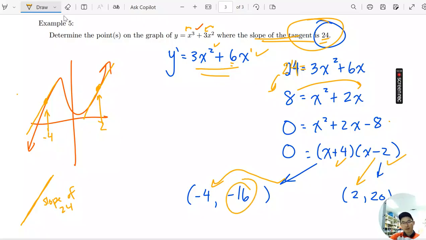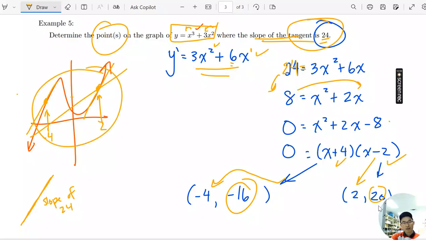And how did I find these values? Because it does ask me to determine the points. I just subbed in -4 and 2 into the original equation to get -16 and 20. Obviously this is not -16, right? Again, this sketch is not accurate. It's just to give you a visual to make sense of what they're asking you to find.